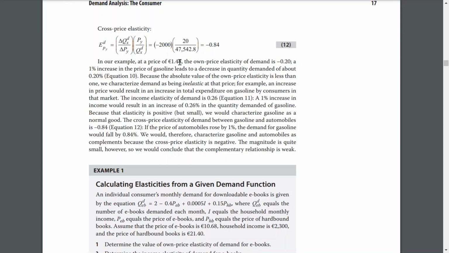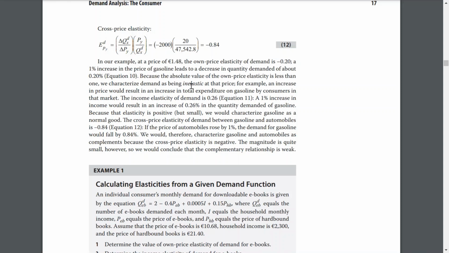In our example, at a price of 1.48, our price elasticity of demand is negative 0.2. A 1% increase in the price of gasoline leads to a decrease in quantity demanded of about 0.2%, equation 10. Because the absolute value of the own price elasticity is less than 1, we characterize demand as being inelastic at this price. For example, an increase in price will result in an increase in total expenditure on gasoline by consumers in that market.